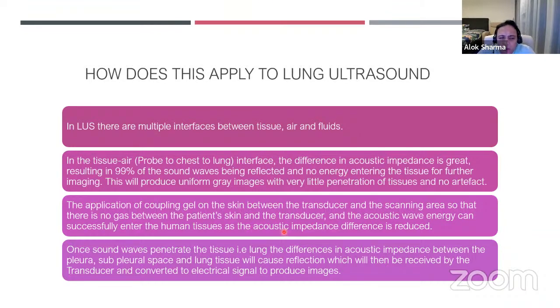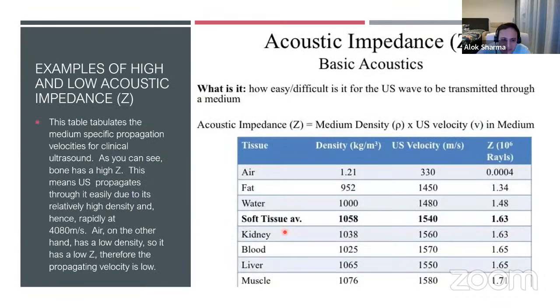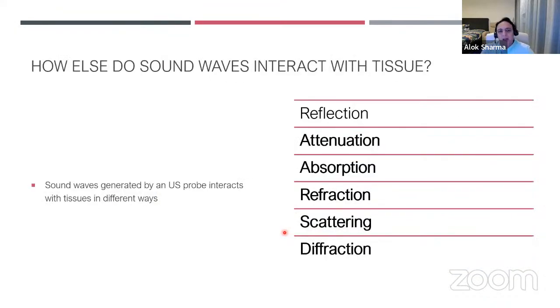So these are all concepts that are linked to the concepts that we've just discussed. I'm going to skip propagation velocity because it's not very important. But what I would like to cover is these five concepts, and these are very, very important. Because they give us the idea of why we see A lines, why we see B lines, and how we interpret B lines going up in density. So we've already talked about the concept of reflection.